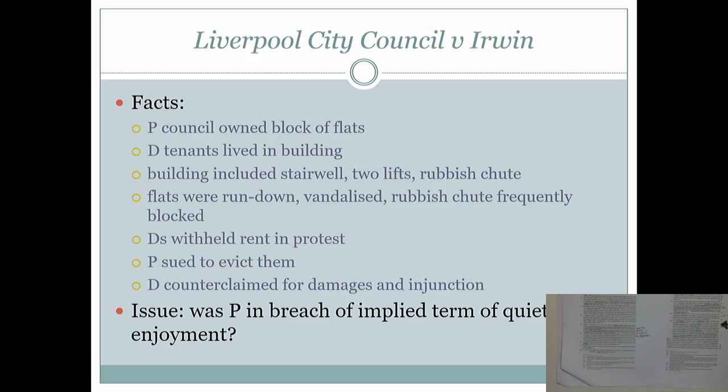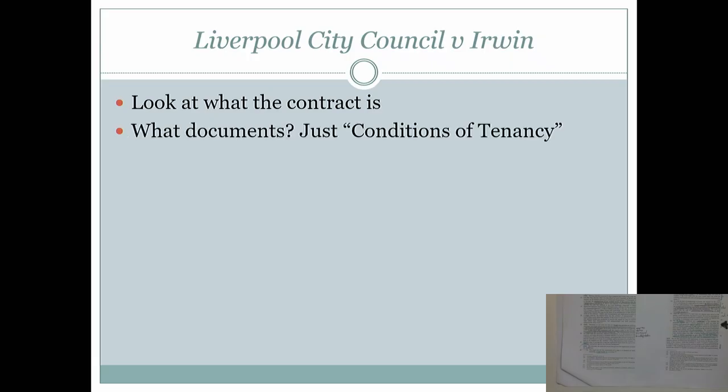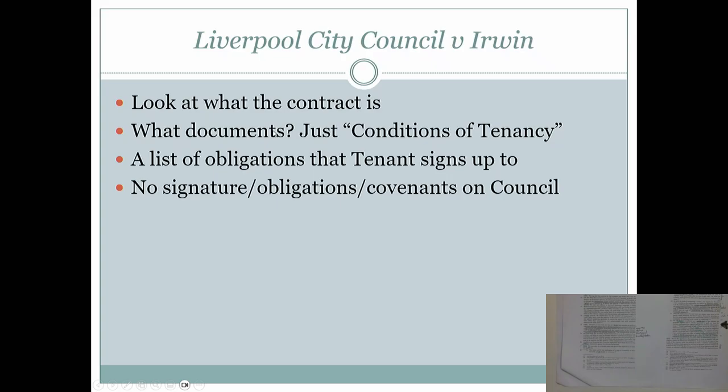Now, the starting point that the House of Lords goes through is the contract itself, which we talked about on Wednesday. It is always a very good place to start. What are the documents that make up this contract? What obligations can we take from it? Well, essentially there was just one document, which was a document that the tenants had to sign when they entered into their tenancy. So it was just a list of obligations entitled Conditions of Tenancy that the tenants had to sign up to. On the other side, there were no obligations, no signature, no covenants, no anything on the part of the council. So on the written documents, there was nothing. Well, that's not a contract, that's a one-way set of obligations.